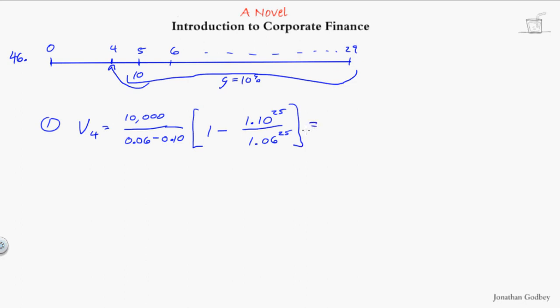So the value in year 4 is equal to $381,117.91. In other words, at this point, year 4, right here, I don't care if you give me 381, or if I receive these payments of $10,000 per year that increase at 10%.